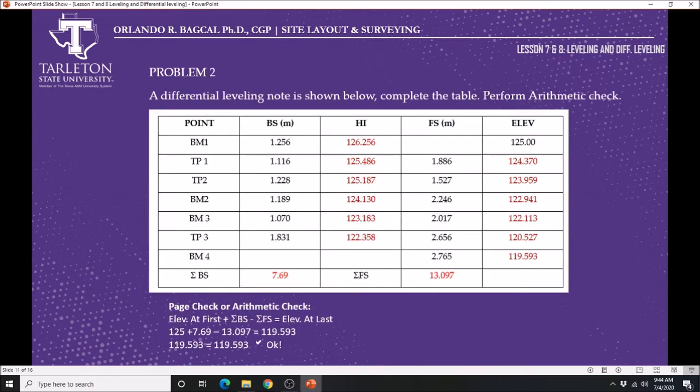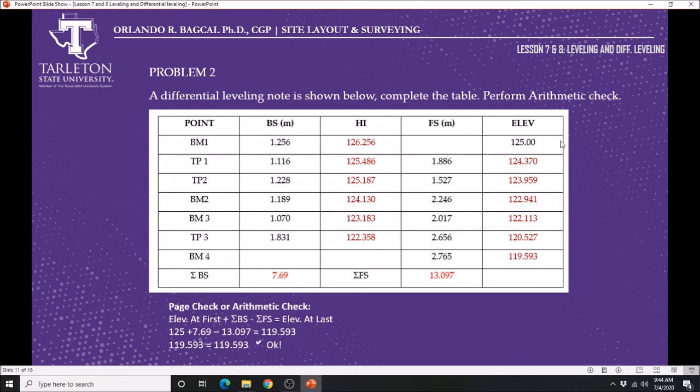All right, so that is the first problem that we have for differential leveling. Let's take a look at one more. Okay, so we have here a differential leveling note shown below. Complete the table, perform the arithmetic check. So again, it is just the same. We've given here the elevation of your benchmark 1. Elevation plus the backsight is equal to the height of the instrument. The height of the instrument minus the foresight is equal to your elevation here.